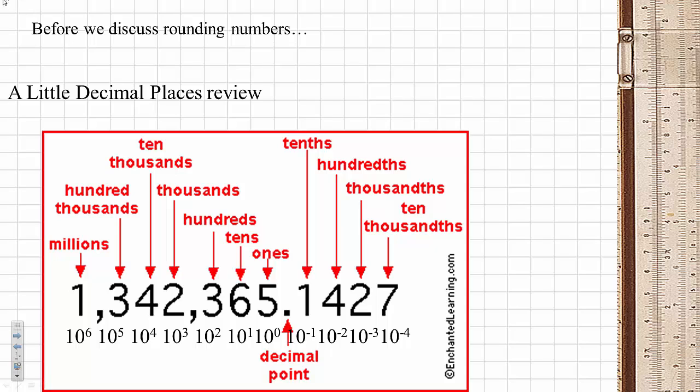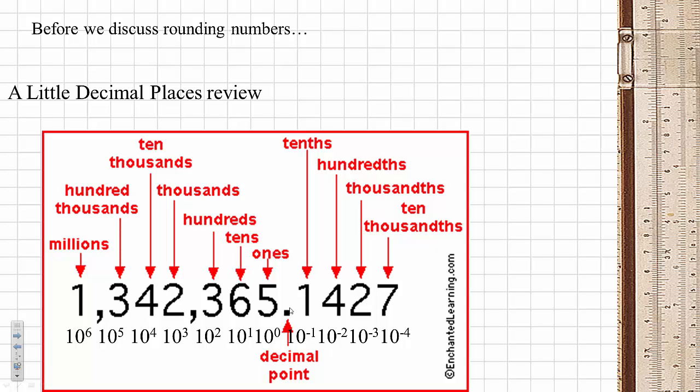Before we talk about rounding numbers, a little bit of decimal review, because I'm not going to test you on this, but I'm going to be referring to these decimal places by their names: ones, tens, hundreds, thousands, and so forth, and tenths, hundredths, thousandths. We already discussed this in the lecture on scientific notation when we discussed the powers of 10. So 10 to the 0 is 1, that's the ones place. 10 to the 1 is 10, that's the tens place. 10 to the 2 is 100, and so on. 10 to the minus 1, tenths place.